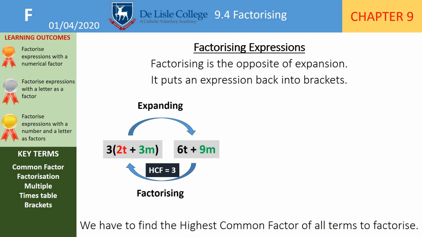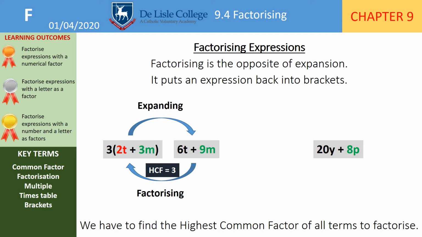Now to do this properly, we have to find the highest common factor of all the terms. So the highest common factor of 6t and 9m is 3, so that goes outside the brackets, and what's left goes inside it to make the 6t plus 9m.